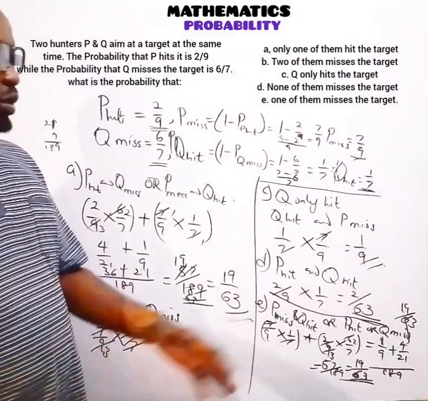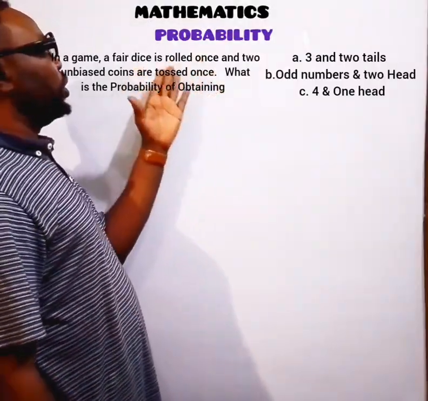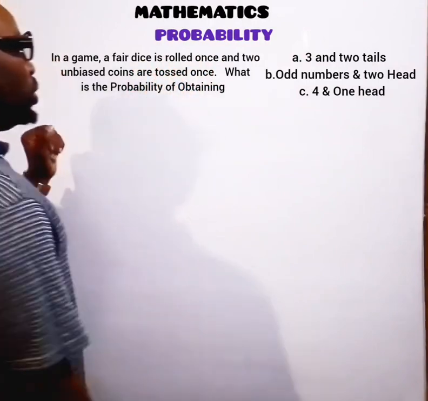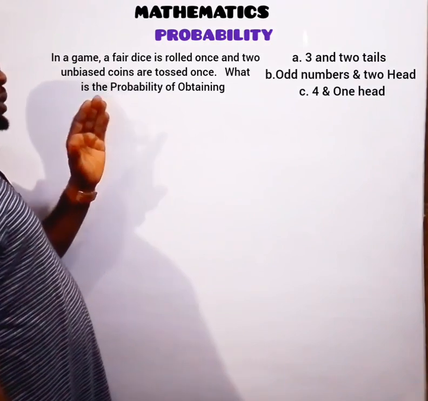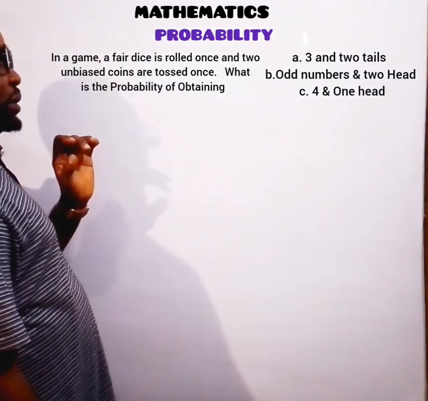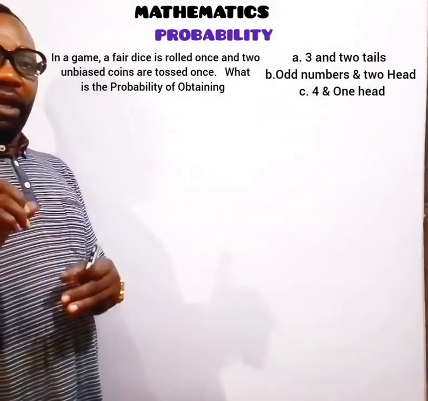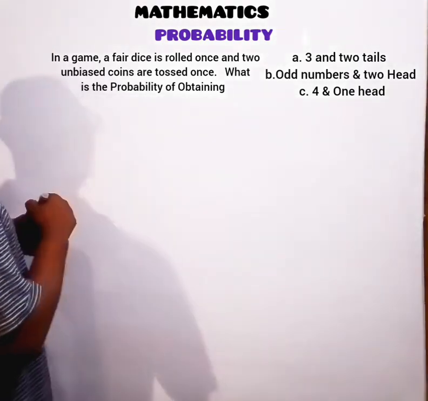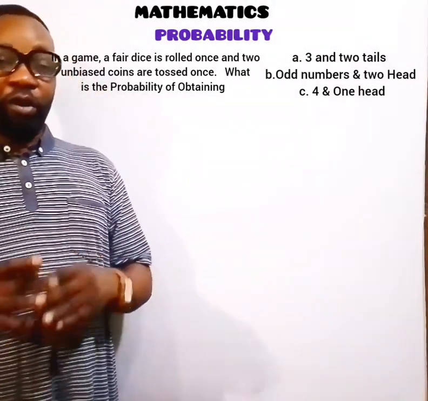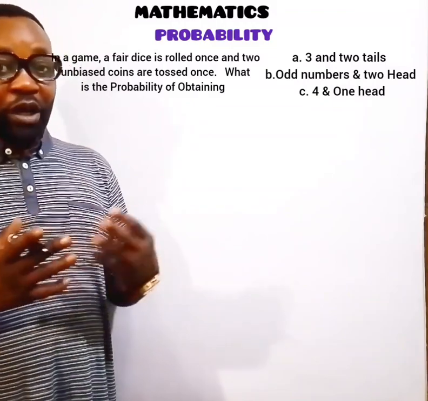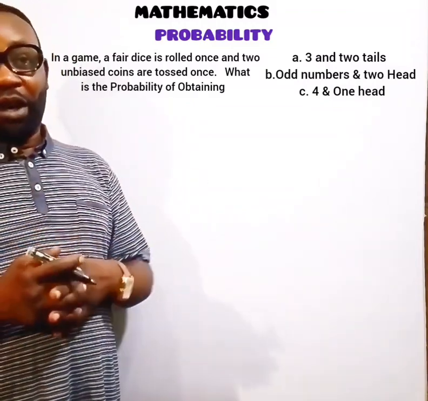We do not know the exact one of them that misses the target, so we have to work it out that way. A fair dice is rolled once, and 2 unbiased coins are tossed once. Now, the question says, what is the probability of obtaining a 3 and 2 tails? Now, I'm going to give the outcome of that particular question, so I will be able to draw our expectation on it.